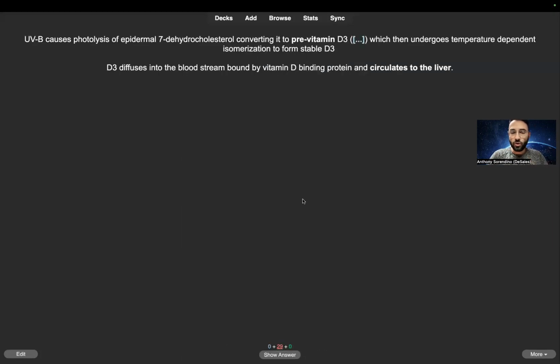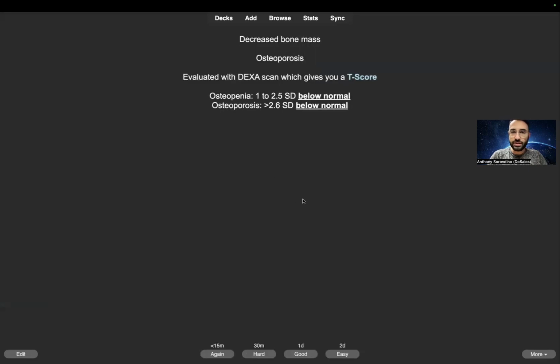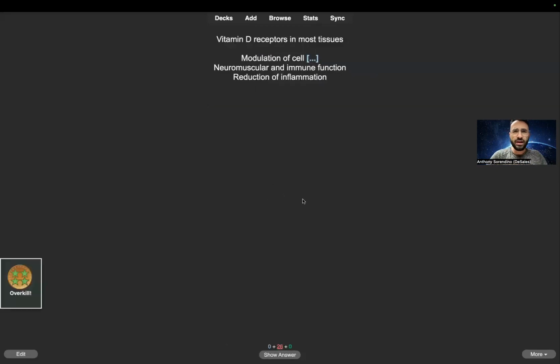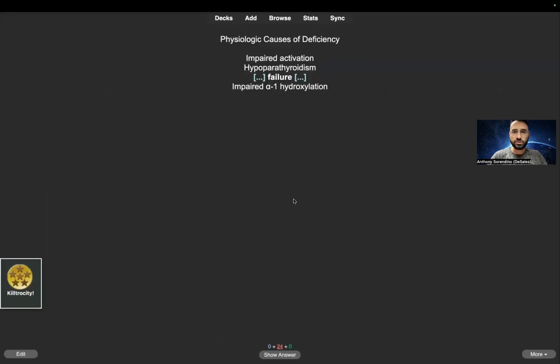D3, another name for D3 is cholecalciferol. Evaluate with a DEXA scan, which gives you a T-score. Osteoporosis is going to be greater than 2.5 below normal, which I think is like a negative 2.5. Modulation of cell growth. High affinity fraction in the intestine. What's missing? So bone. Physiological cause of deficiency.